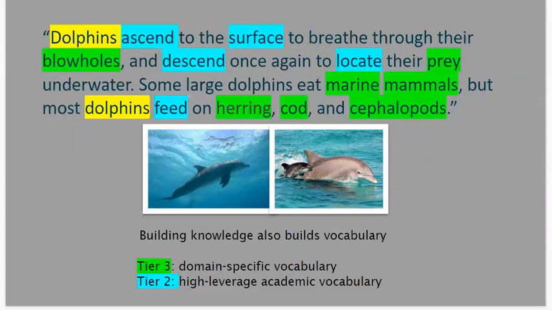And then we take a look at those tier 2 words. These are the high leverage academic vocabulary words that they should have in their everyday vocabulary. These words include ascend, surface, descend, locate, and feed. It's really, when we start to teach those tier 2 words, and I know, Emily, you could echo this, those can be taught across the curriculum. It's not just something in isolation that you're teaching just when you're teaching an article about dolphins. Right.